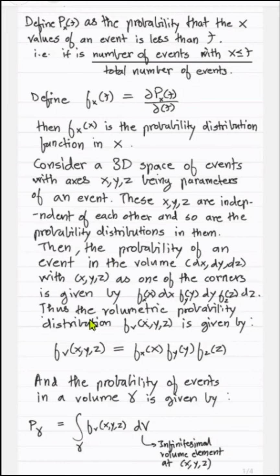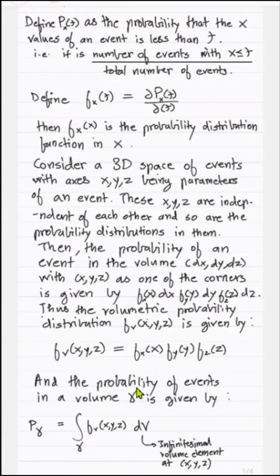That's the volumetric probability distribution that's given by f sub v of x, y, z. That should be just this thing, f sub x of x, f sub y, and then f sub z. So basically just divide this thing by dx, dy, dz. So this has the property that this f sub v times dv is the probability that something will happen in proximity to x, y, z in a blob of volume dv.